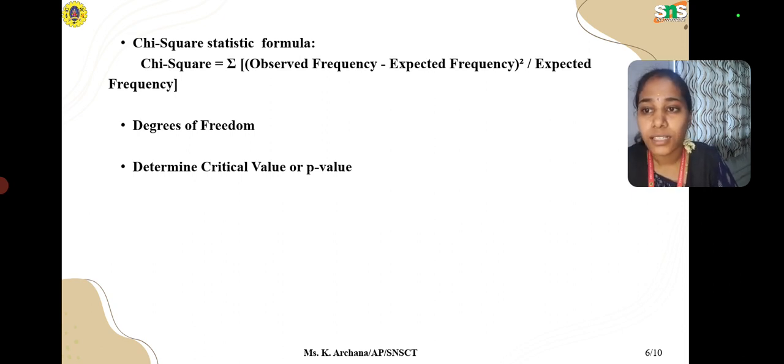Then next is to determine the critical value or p-value. How will we see the value? We take the significance level as 0.05, and we see whether the value is below or above the significance level, or compare with the critical value. Then we can say whether we can accept or reject the hypothesis.